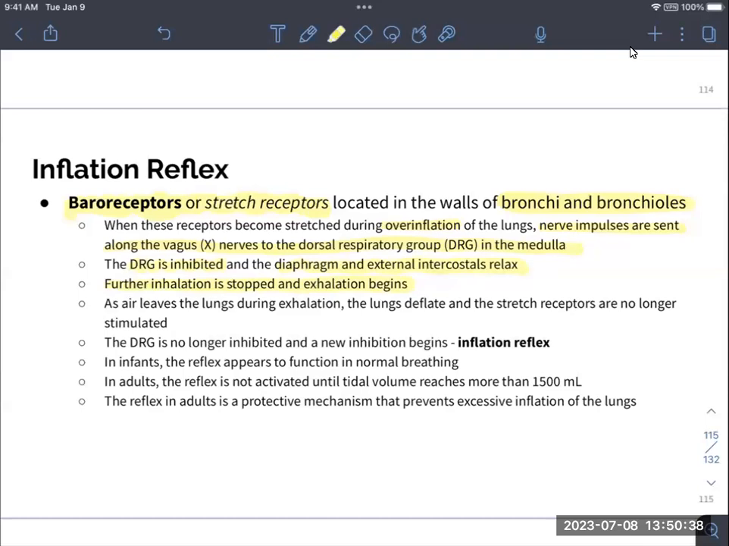And we can get a new inhibition, which is an inflation reflex. In infants, this is normal, part of normal breathing. In an adult, it's not usually activated until that tidal volume is more than 1,500 milliliters of air coming in. And it's a protective mechanism. We do not want excessive inflation of our lungs.